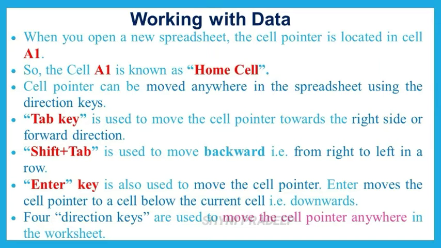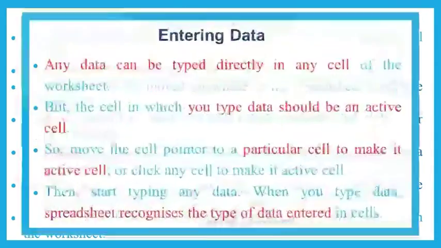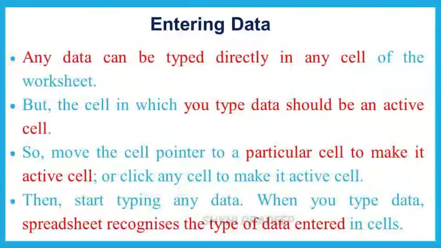Tab key is used to move the cell pointer to the right side or forward direction. But shift plus tab key is used to move backward. Enter key is also used to move the cell pointer. It moves the cell pointer to the cell below the current cell, downwards. Okay. The four direction keys, which means up, down, left, right keys, are used to move the cell pointer anywhere in the worksheet.